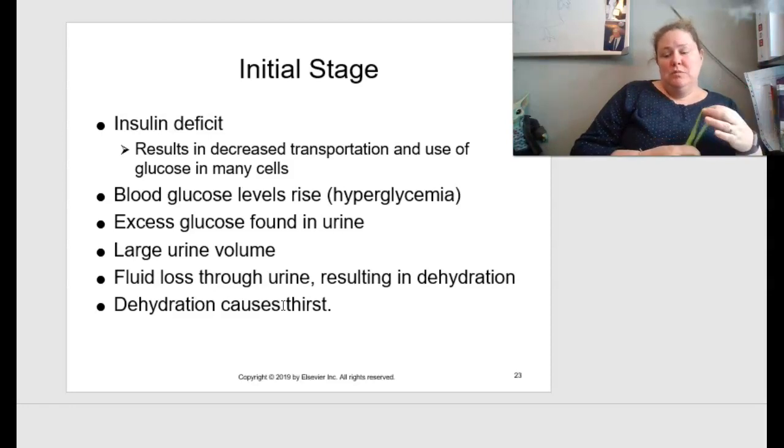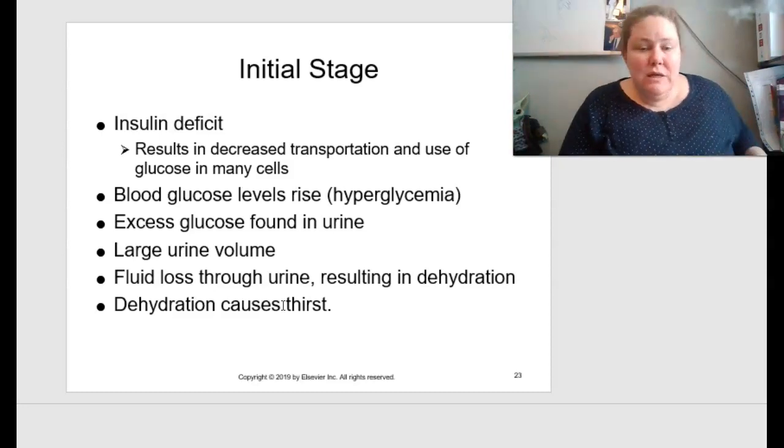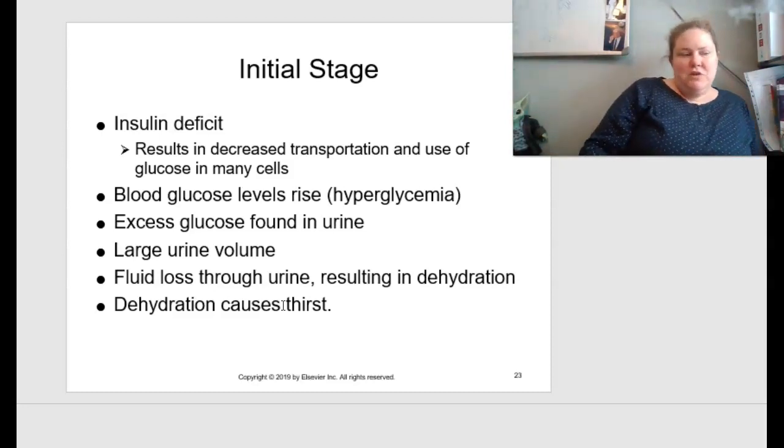You tend to urinate more frequently, okay? And because you're urinating more frequently, you can have fluid loss, and therefore this is going to result in dehydration. And then the dehydration causes thirst, so that causes this kind of vicious cycle, right? This is also like in pets, they look for excessive thirst or excessive urination and things like that.